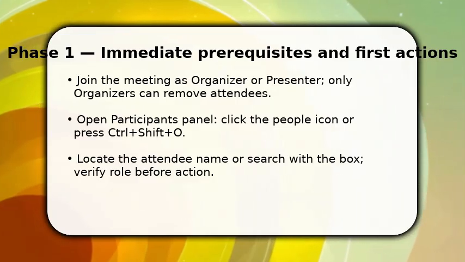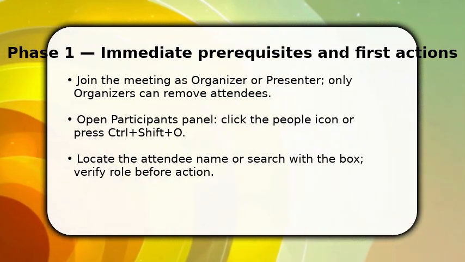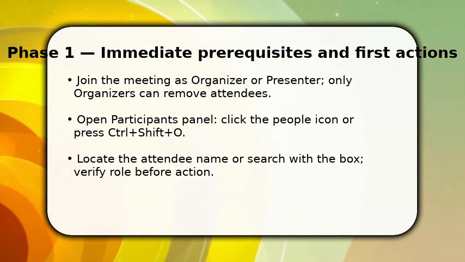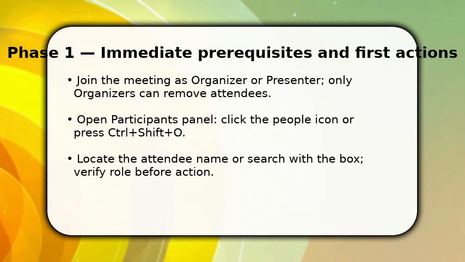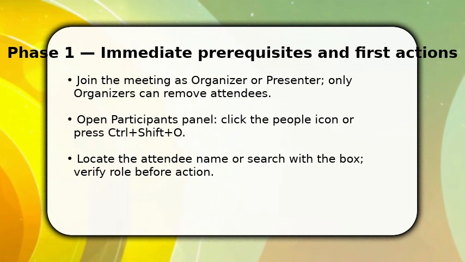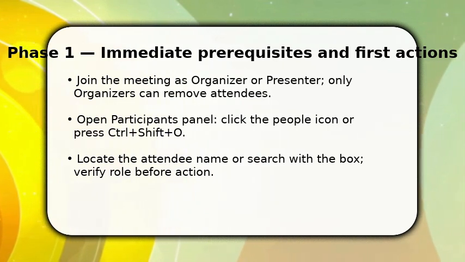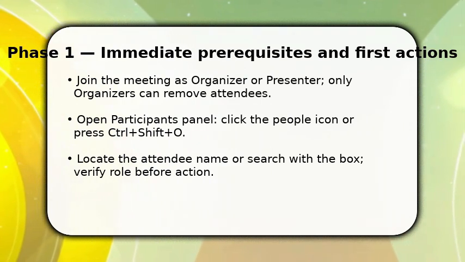You must be the meeting organizer to remove someone. If you are a presenter, promote yourself or ask the organizer. Once in the meeting, open the participants panel, click the people icon, or use Ctrl+Shift+O to save time. Scan the list or type the attendee name in the search box. Make sure you confirm the correct user. Removing the wrong person will disrupt the meeting.